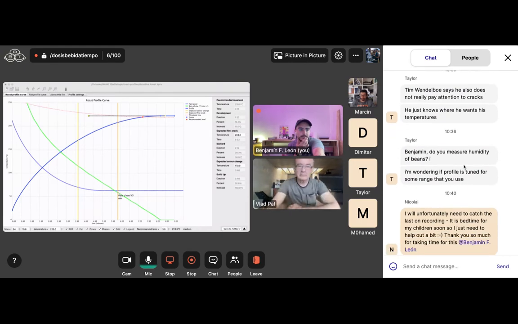Taylor asks if I measure humidity. I do. Although I work with the roaster side, the green coffee buyers and importers I usually work with usually have a lot of information around humidity, the moisture and stuff like that.